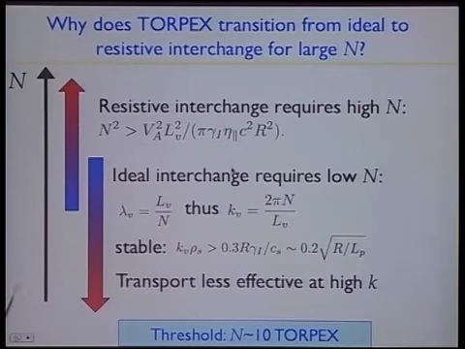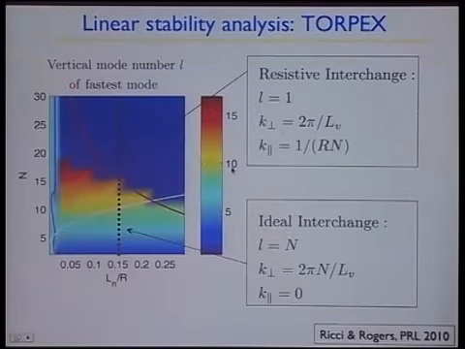Now, one can show from the linear relation that the mode becomes stable when K exceeds a certain threshold. And also transport becomes less effective at high K. If we plug the numbers for TORPEX, we find that the threshold should occur at N about 10. So here is the plot that summarizes all these findings.